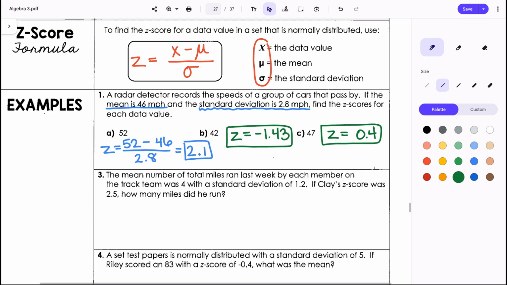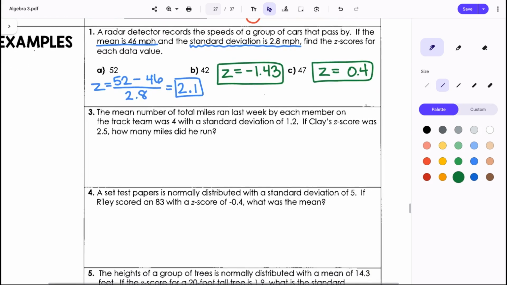Now, underneath this, they're going to start to switch things up on you. So maybe instead of giving you the mean and the data and the standard deviation, they might be missing one of those things. And instead, they're going to provide you with the z-score, and they're going to want you to work backwards to find whatever was missing. So number 3 says the mean number of total miles ran last week by each member on the track team was 4. That was a mouthful, but what they told you there is that the average, your mean, was 4.